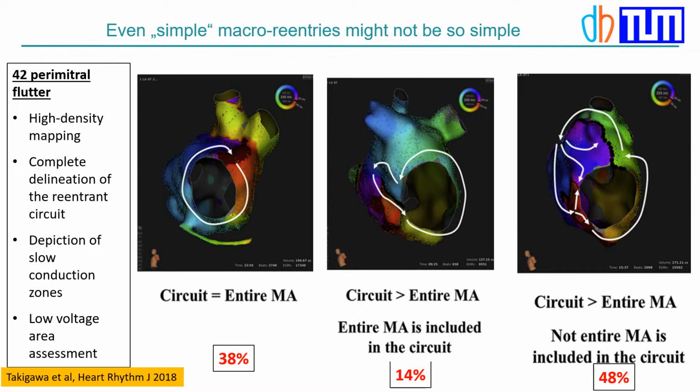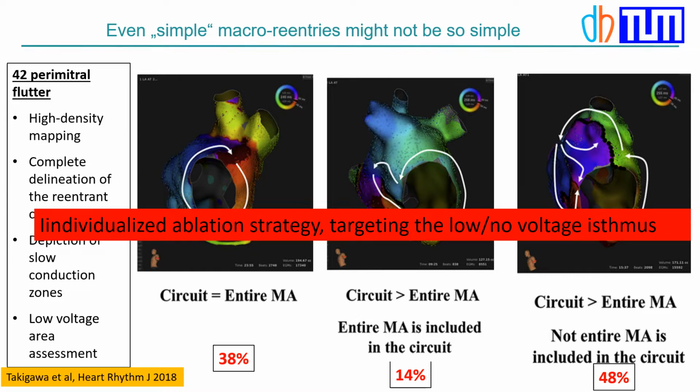As you can appreciate here, this part of the mitral annulus is not part of the reentry, but the conduction is turning around here and then sparing some part of the mitral annulus, and it would be useless to, for example, develop a line where you ablate on that part of the mitral annulus, which is not part of this so-called perimitral flutter. So high-density mapping provides us the possibility to develop an individualized ablation strategy, starting by targeting the low or no voltage isthmus.